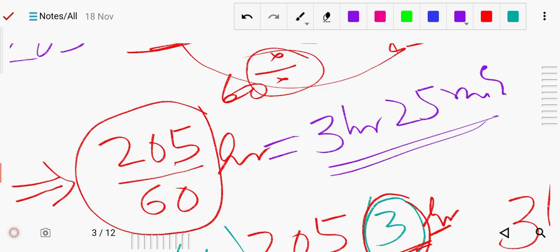So here what you have to take care: you don't do the simplification if it is exactly dividing. Otherwise you have to follow this step, otherwise you have to do a lot of calculations.